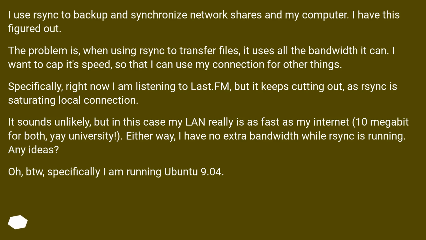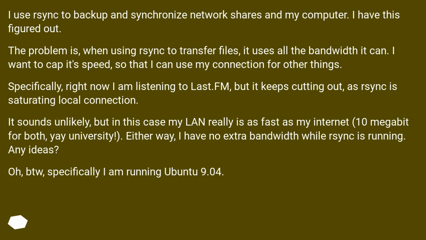The problem is, when using rsync to transfer files, it uses all the bandwidth it can. I want to cap its speed, so that I can use my connection for other things. Specifically, right now I am listening to last.fm, but it keeps cutting out, as rsync is saturating the local connection.